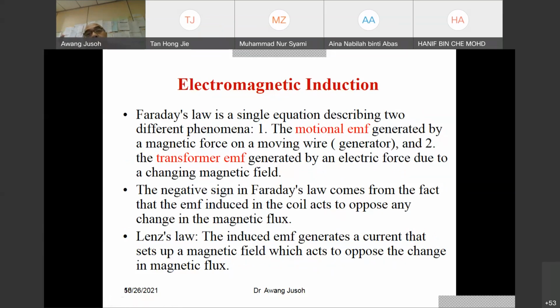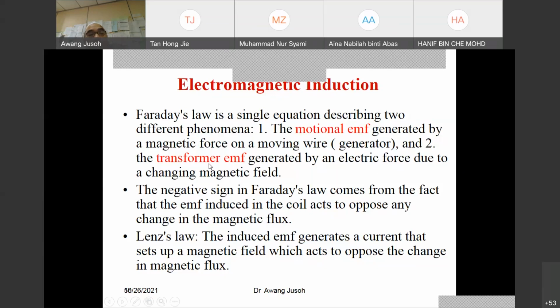The rotor, we energize it first. We energize it to become a magnet or electromagnet. Then when it rotates, it will cut the stator conductors. Then it produces voltage, EMF. That voltage is called the motional voltage.